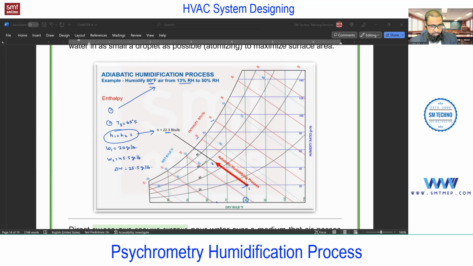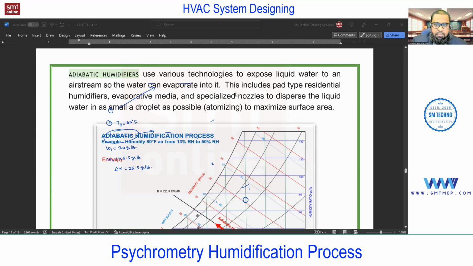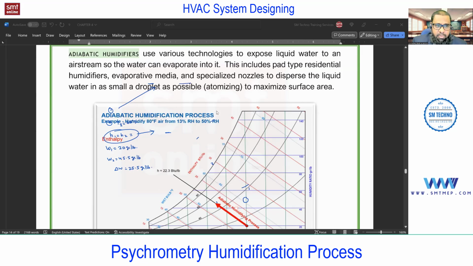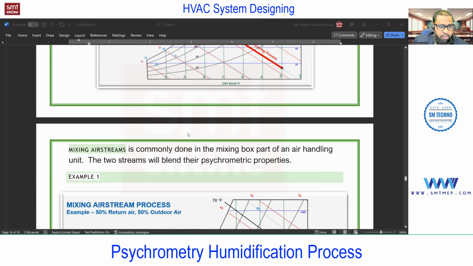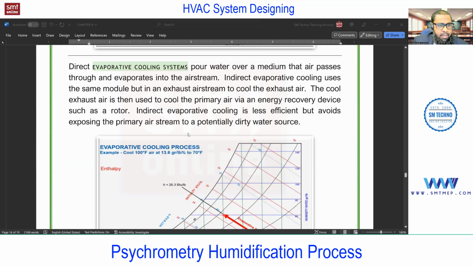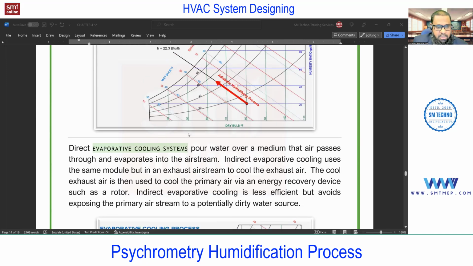Got the idea online? Yes. And the same theory that I explained is given here. You see, with specialized nozzles or dispensers, we are applying the water inside the space. Okay, so this is adiabatic humidification. In some applications, you'll find this one. Next, we have evaporative cooling and the mixing of air. Okay, this we'll discuss in the next session.